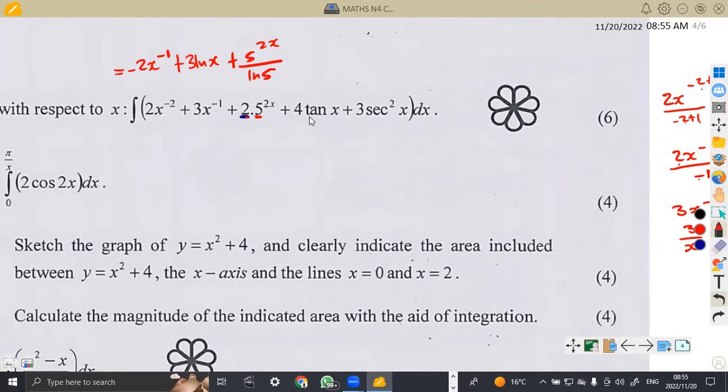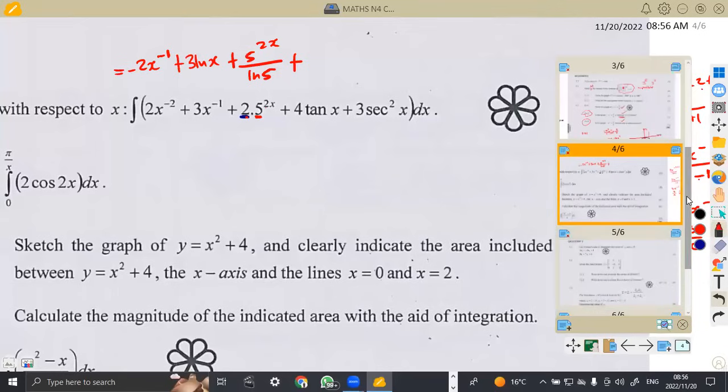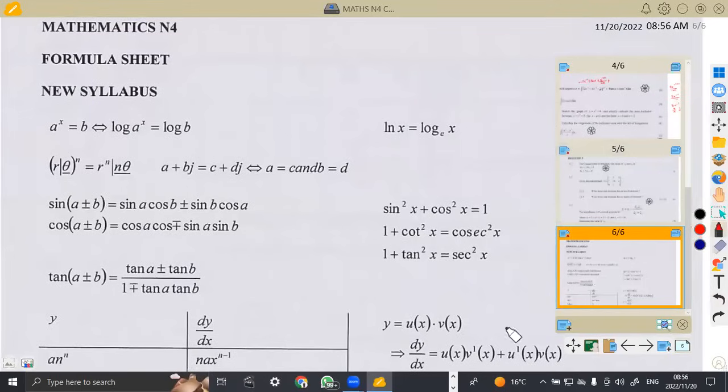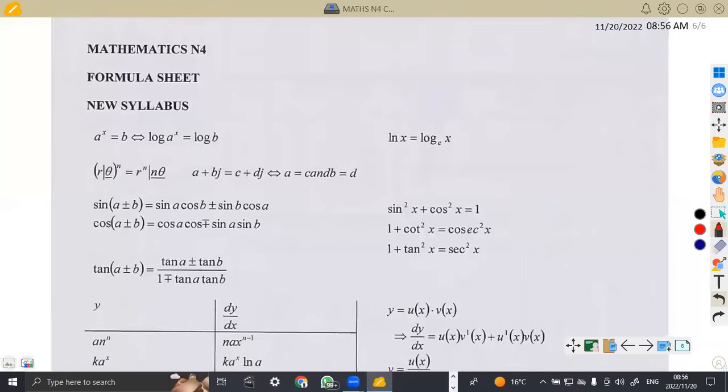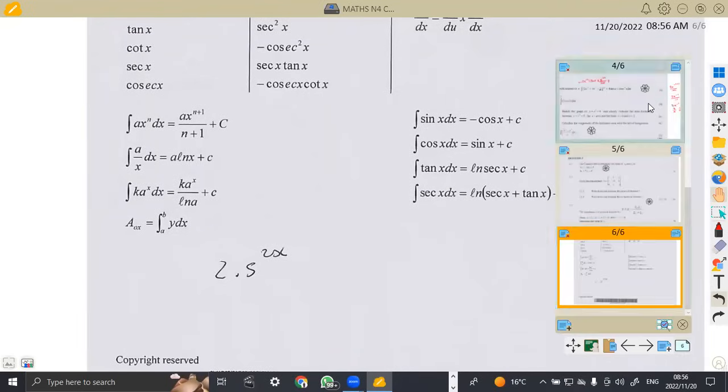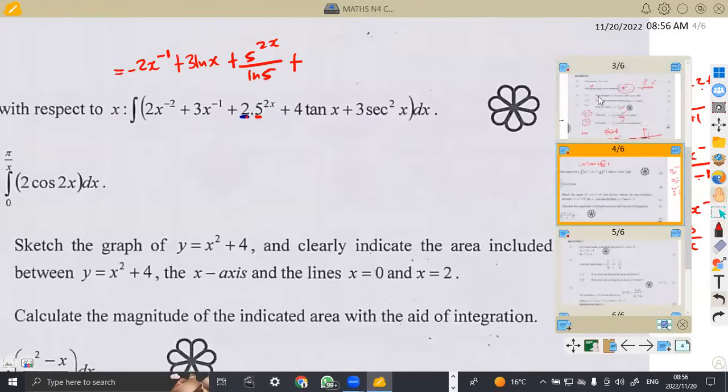Okay, then we move on to tan. Guys, we know that tan gives us sec squared. This is the integral. We can even cross-check, but the integral of tan is ln sec. That one is actually ln sec. Okay, but you can cross-check here. The integral of tan is actually that one. Okay, tan here, it's ln sec. So that is what we had.